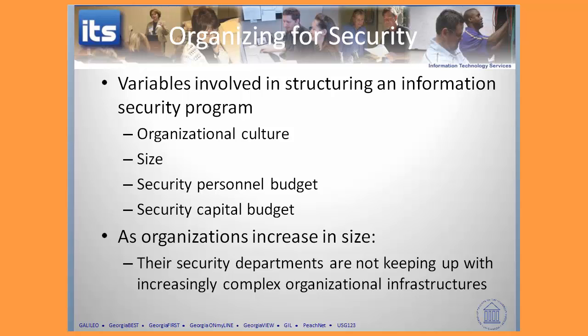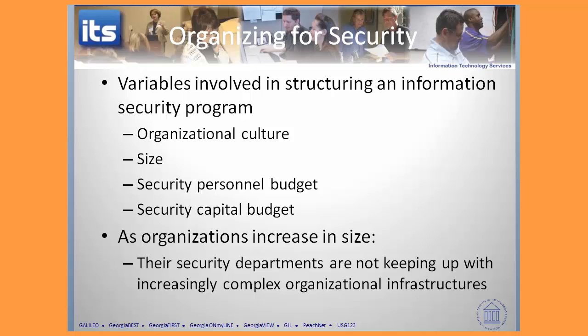Budget: how much money you have for people and how much money you have for capital will limit who you can attract to work within your company and what they can do. If you don't have a lot of technical tools, you're going to have to use education, training, awareness, and policy to address the needs of your organization. If you don't have the budget to buy those technology tools, you're not going to be able to use that arm as well.